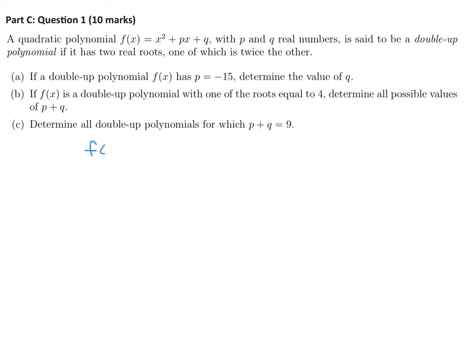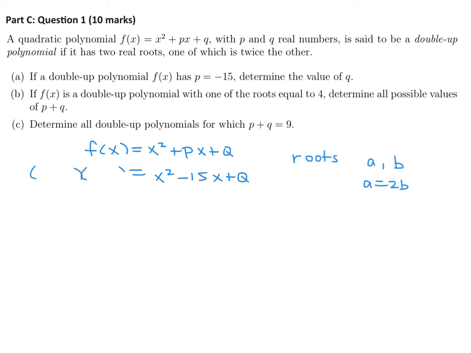So we have f at x is equal to x squared plus px plus q. And they're saying that p is minus 15, so it's minus 15x plus q. And the roots, according to their definition, let's say, are a and b, one root is equal to twice the other, so a is equal to 2b. So if we were to put in the roots x minus a, x minus b, that would be a valid equation. But one of these is equal to twice the other, so we will incorporate that. But first, let's expand this out.